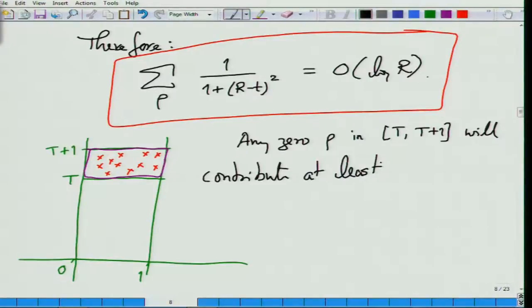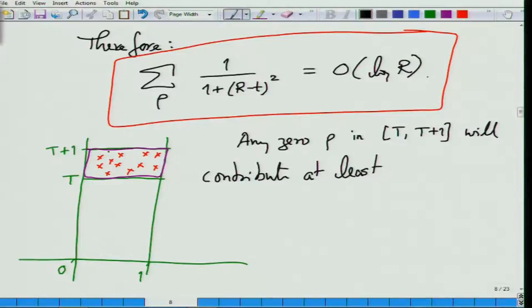At least how much? R equal to T plus 1? No, R is capital T. So, I know that this sum, 1 over 1 plus (T minus small t) whole squared, is order log of capital T. And this sum is over all the zeros all the way up.